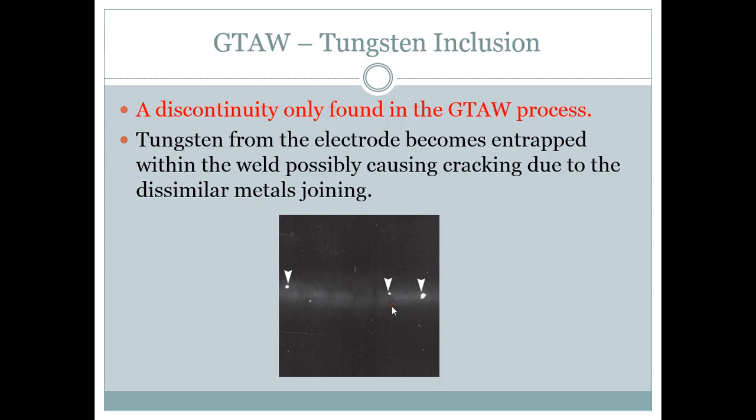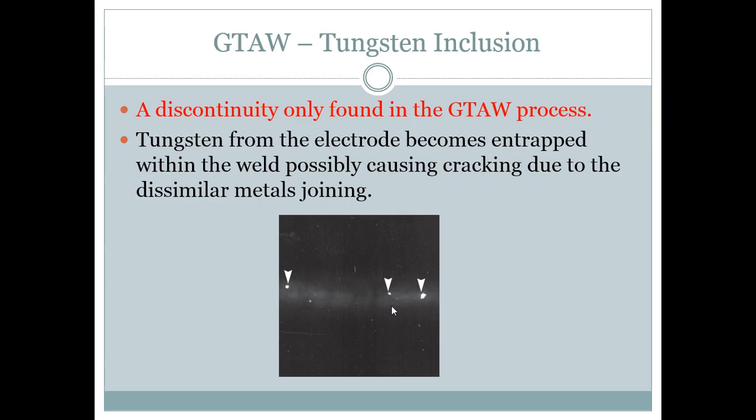Now we got a big one here, tungsten inclusion. This tends to happen a lot when people are first learning how to weld. Tungsten inclusion, hint, hint in bold red letters, is a discontinuity only found in the gas tungsten arc welding process. Hard to get tungsten inclusions in wire feed or stick welding if you're not using tungsten. So this one should be quite obvious on the test.